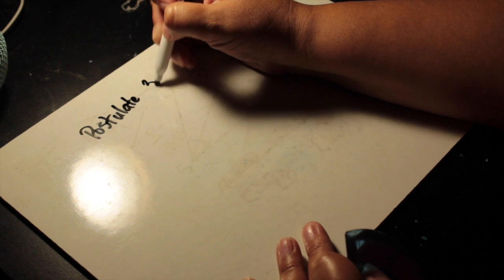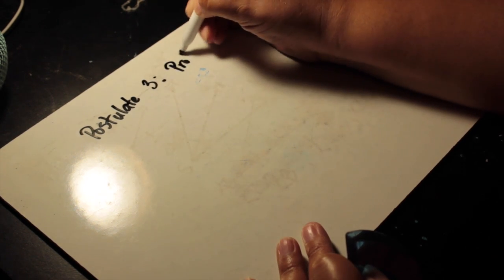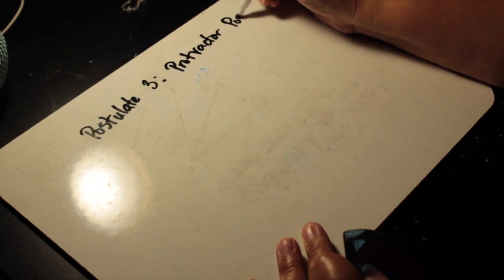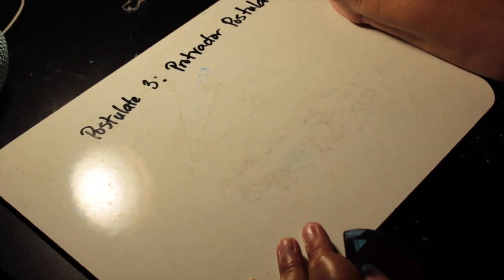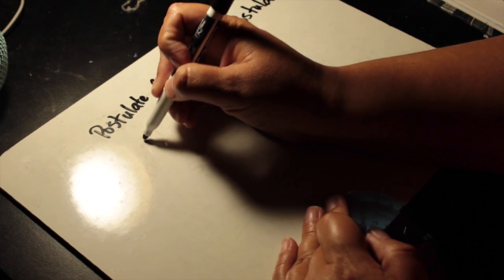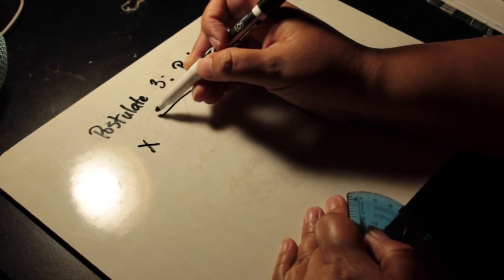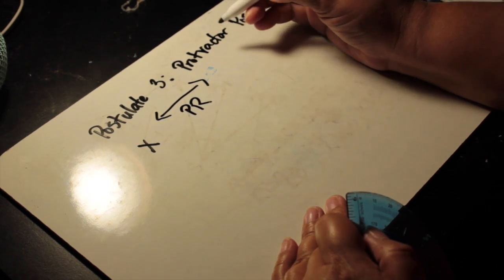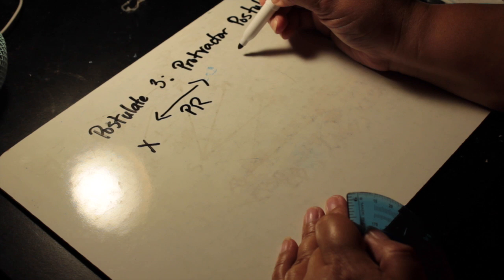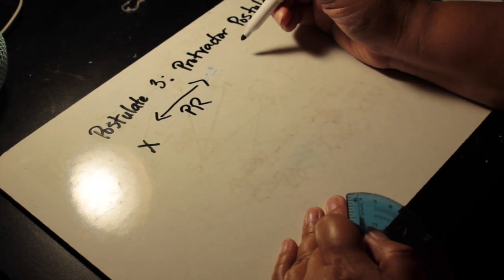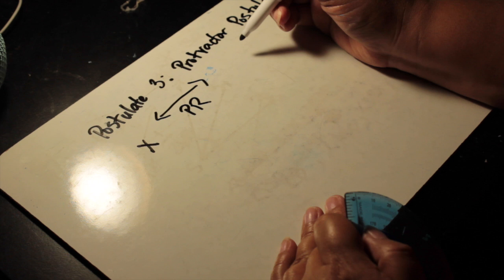Postulate 3 says, what's the protractor postulate? Protractor postulate. And it says, given a point X on line PR, consider rays XP and XR, as well as all other rays that can be drawn with X as an endpoint on one side of PR.